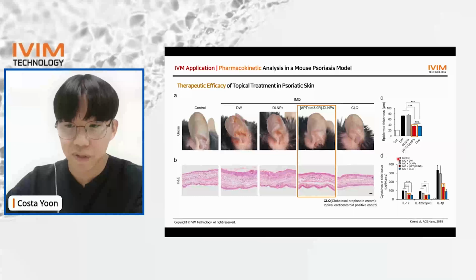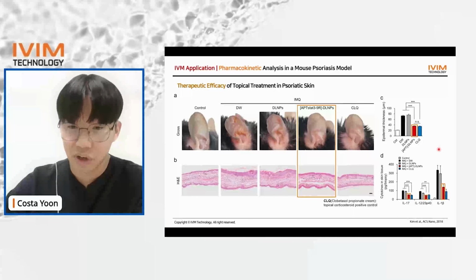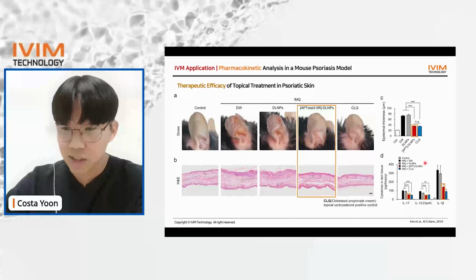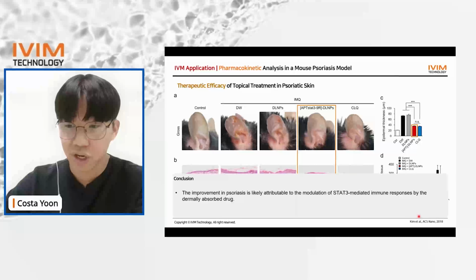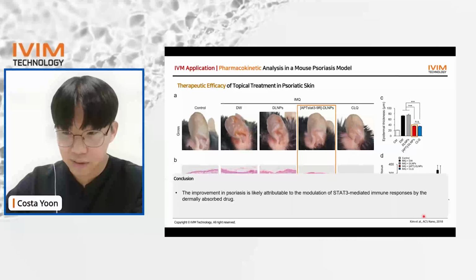Because epidermal thickening is a major feature of psoriasis, we also evaluated H&E staining and epidermal thickness. Both analyses show significant improvement compared with the control treatment groups. In addition, key psoriasis-related cytokine and inflammatory markers were reduced in the DNP formulated drug group. These results suggest that the drug penetrates into the dermis and improves the lesions by suppressing C3-mediated inflammatory responses.